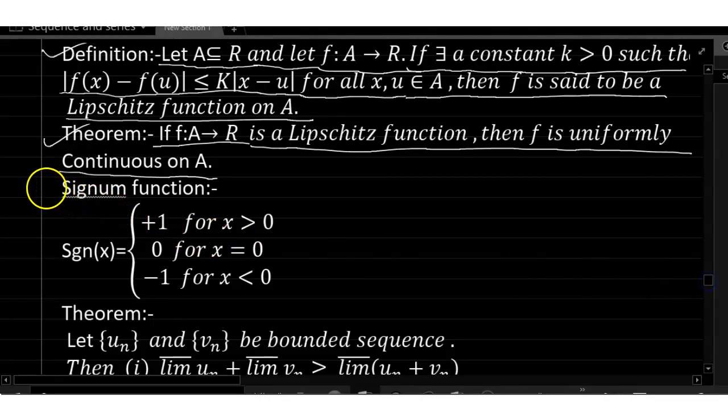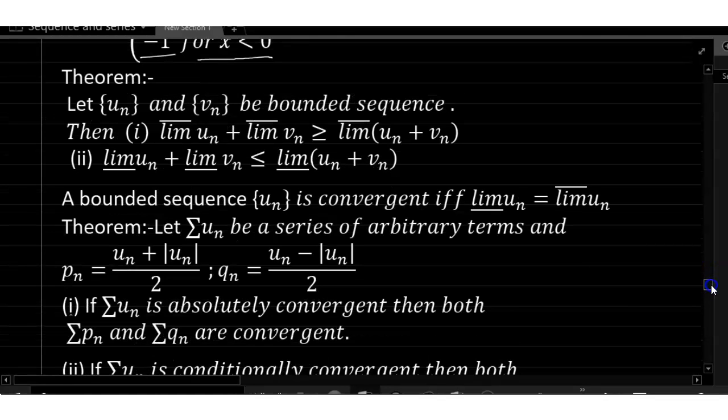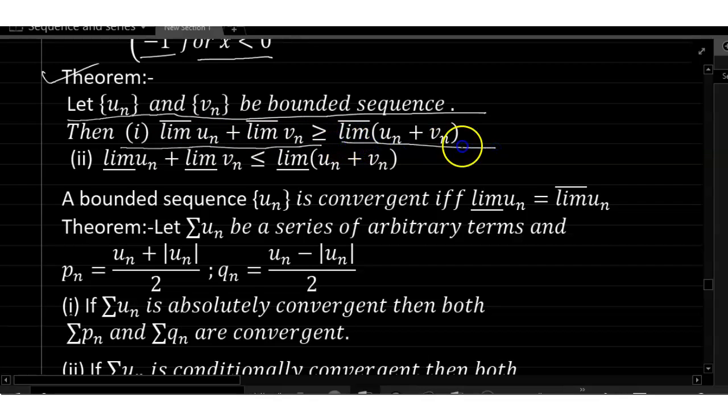Next is the signum function. The signum function is plus 1 when x is greater than 0, 0 when x equals 0, minus 1 when x is less than 0. Theorem: let un and vn be bounded sequences, then the upper limit of un plus the upper limit of vn is greater than or equal to the upper limit of un plus vn, and the lower limit of un plus vn is greater than or equal to the lower limit un plus the lower limit vn.